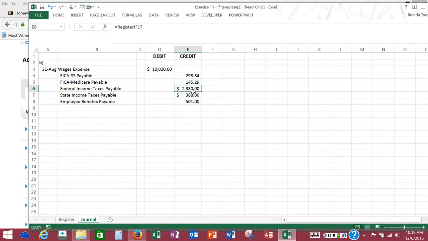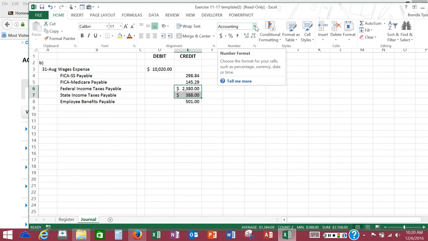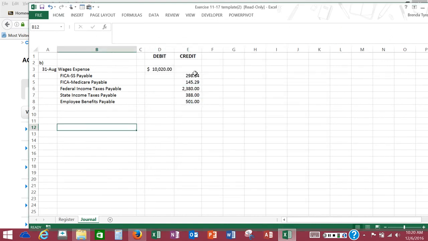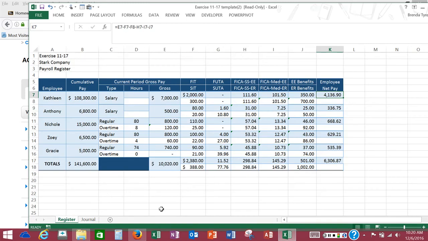Okay, what do I need to do to balance out these transactions? I need another credit, correct? Just getting rid of my dollar sign there. Remember the trick that I said, if you highlight a group of numbers, it will come up with a sum for you? So you can see down here that I've got $3,713.13 in credits. I have $10,020 in a debit. So what am I missing? I'm missing the employee's net pay, right? I'm missing this $6,306.87.